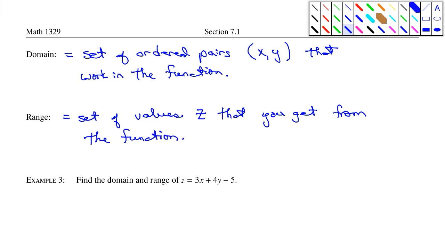So they're just the values that are the results of using this function. In the previous example, when we had the volume, obviously we can't get 0 for a volume, we can't get a negative, but we could get anything else.